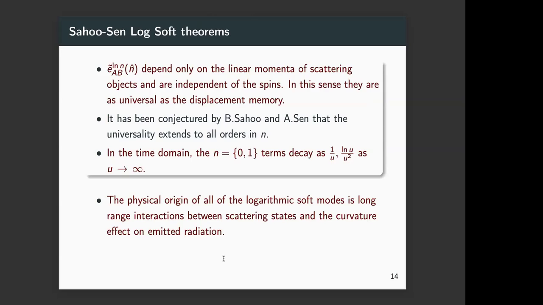Just to say, if you are wondering how these log terms go in time domain, as we discussed, the first log, which is just log omega, has a Fourier transform of just 1 by u at large u, and the second term, which is n equal to 1, decays as log u by u square at late time. So these are really logarithms even in the time domain. These are log modes that will kick in at very, very late time after the scattering has taken place. I really want to emphasize that the physical origin of all of these log modes is simply the long range interaction between the scattering states, and of course also the curvature effects on the emitted radiation, which Raphael also talked about yesterday.